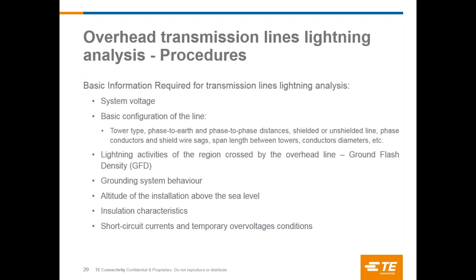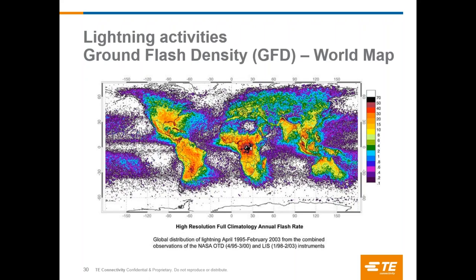Insulation characteristics, short circuit currents and temporary overvoltage conditions, in case of using line surge arresters, for defining and specifying the proper arrester. This picture shows a ground flash density world map expressed in terms of number of strikes in a given region per square kilometer per year. But there are many technical publications reporting more reliable ground flash density for specific regions.